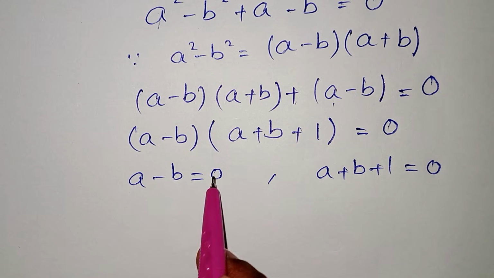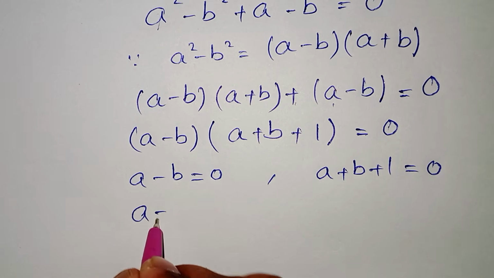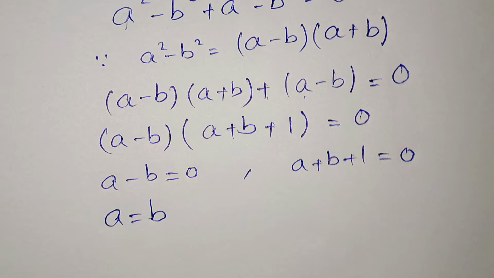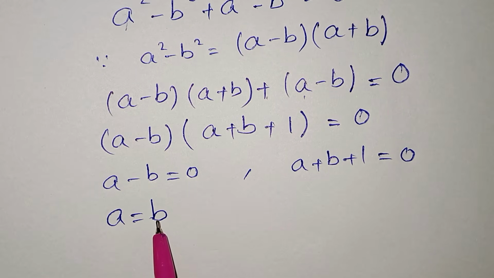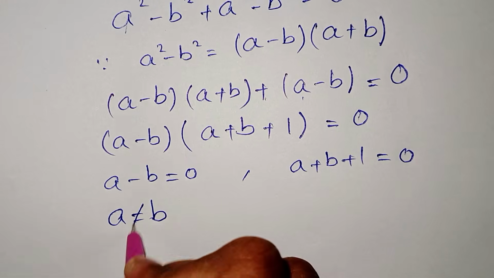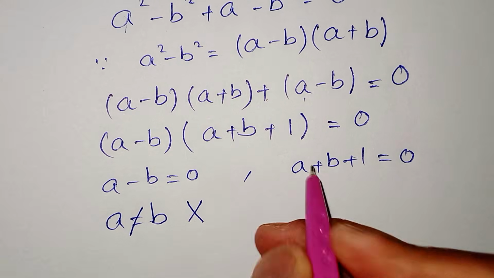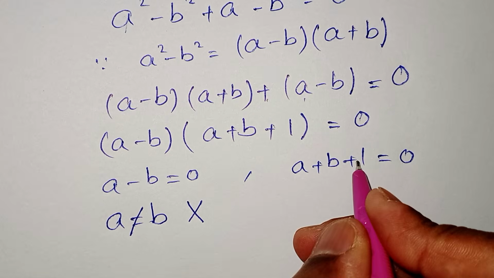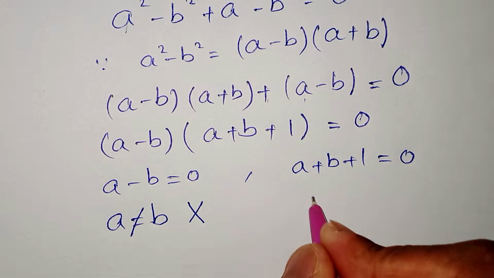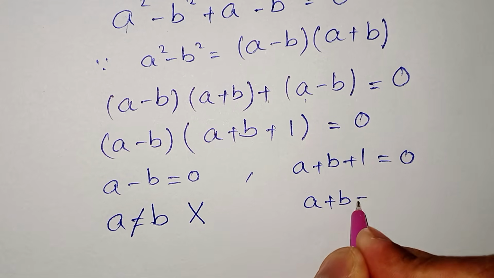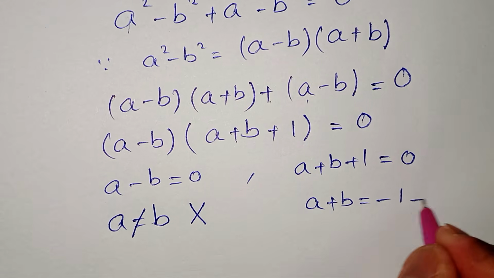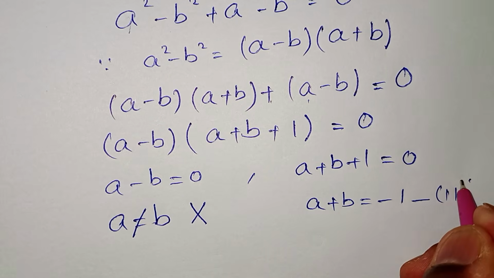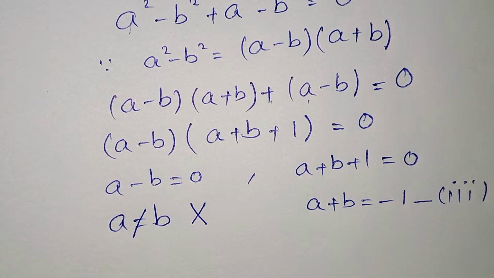We will add b on both sides. We get a = b, but we have been given the condition that a is not equal to b, so we will reject this case. By solving the other, subtract 1 on both sides: we have a + b = −1, and this is our third equation. We will use this further.